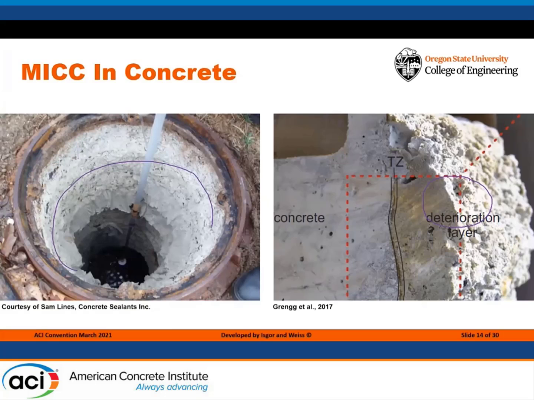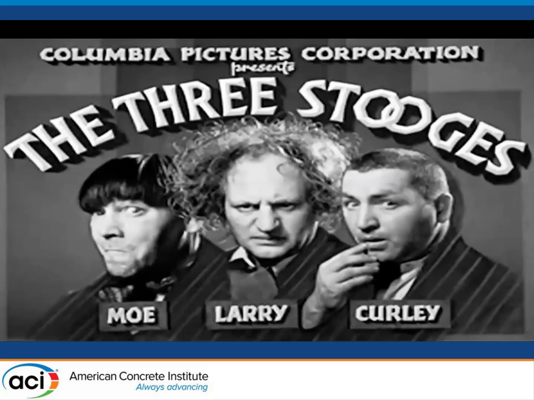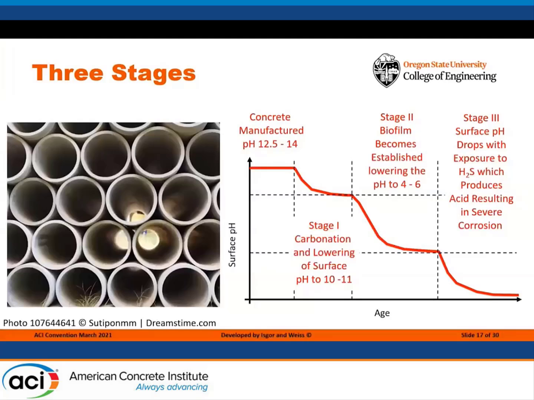So what we're really trying to do is figure out how we get a better handle on this, and what does the process of degradation really look like? It's really at this point where we want to talk about the three stages, sorry, not the three stooges, the three stages of microbial degradation. Our three stages are not going to be Moe, Larry and Curly. Our three stages are really going to be outlined like we see on this diagram on the right-hand side of the image here.